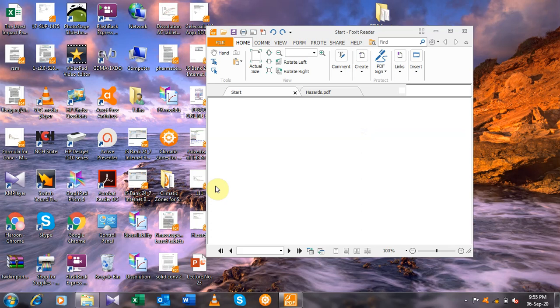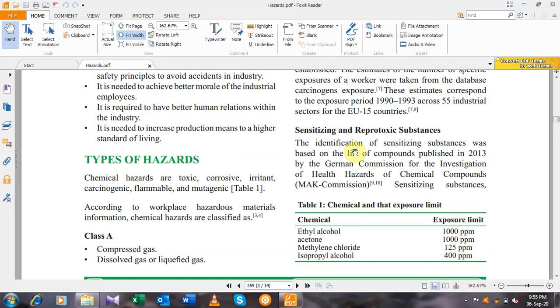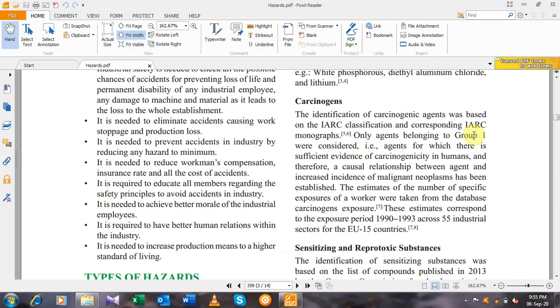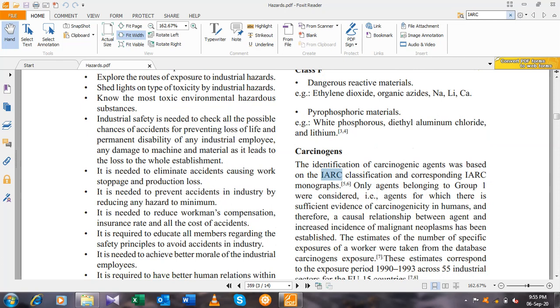You can consult this paper regarding the types of hazards. There are different types of chemicals which may be carcinogenic. The identification of carcinogenic agents was based on the IARC classification and the corresponding IARC monograph. That is the identification of carcinogenic agents corresponding to the IARC monograph.